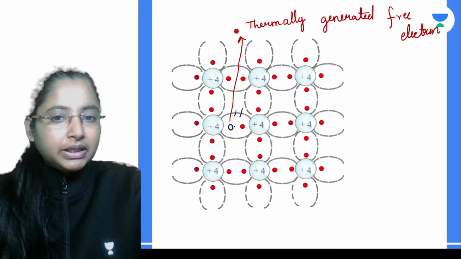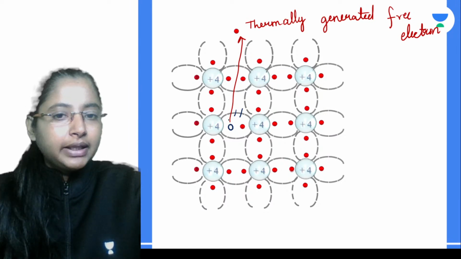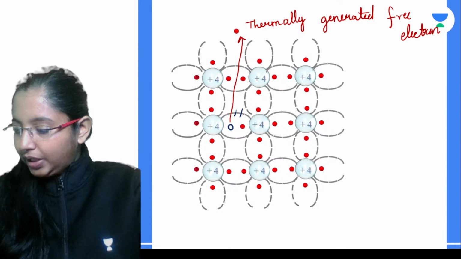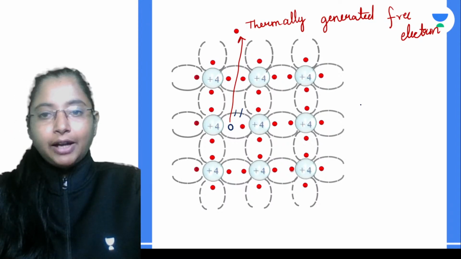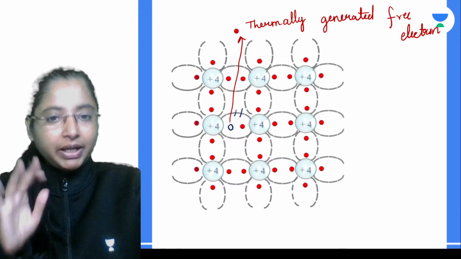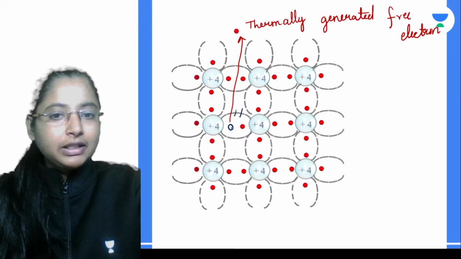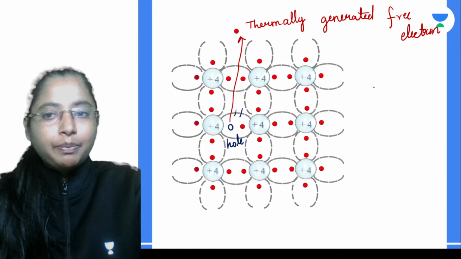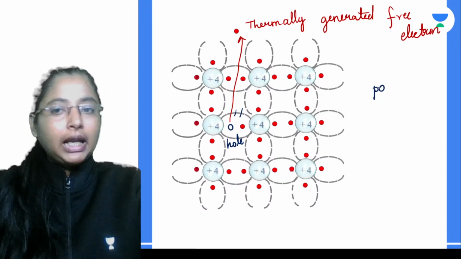Now what happens in this case? There is a hole there, a vacancy. This vacancy, this positive charge created by the absence of an electron, is called a hole. And because it is a vacancy of an electron, this hole is a positive charge. It's not like a proton.